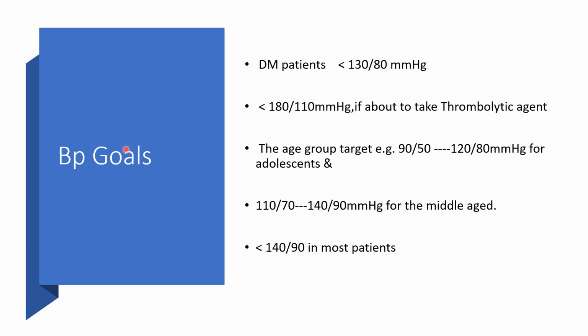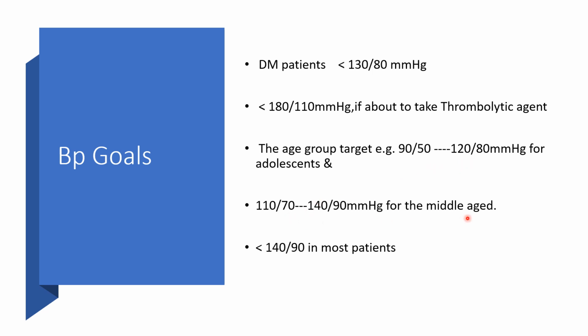Now, the blood pressure goals when it comes to treatment in a diabetes mellitus patient: the BP must be less than 130 over 80 millimeters of mercury, then less than 180 over 110 if the individual is about to take a thrombolytic agent. Okay. Then the age group target. For example, if we are dealing with adolescents, then anything 90 over 50 to 120 over 80 should be the range. We don't want it to be lower and we don't want it to be higher than that.